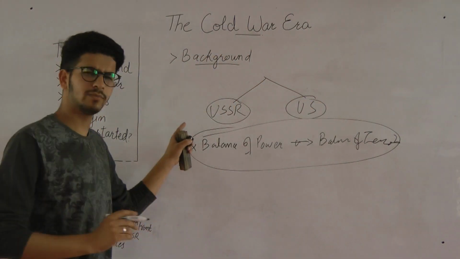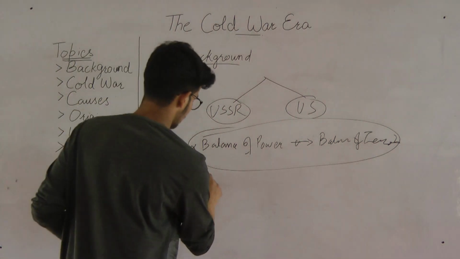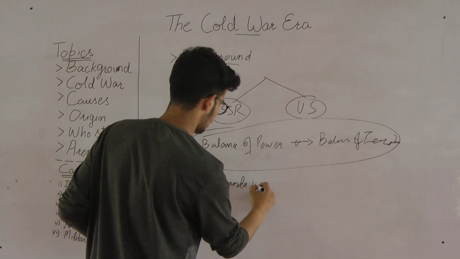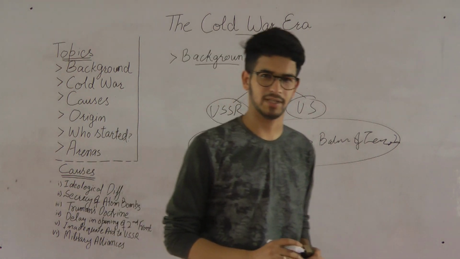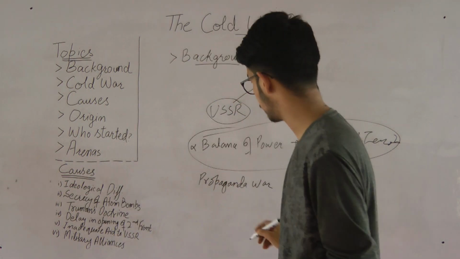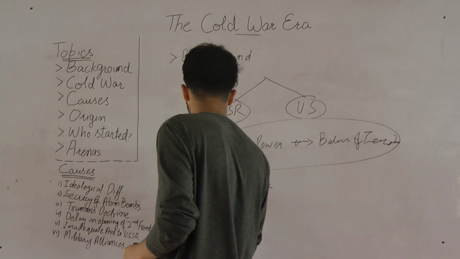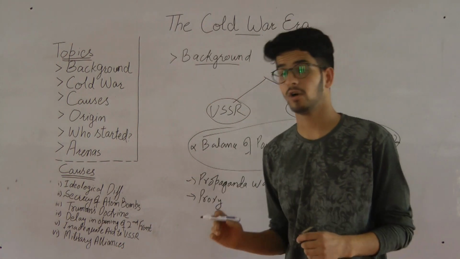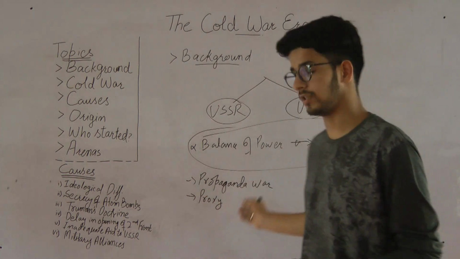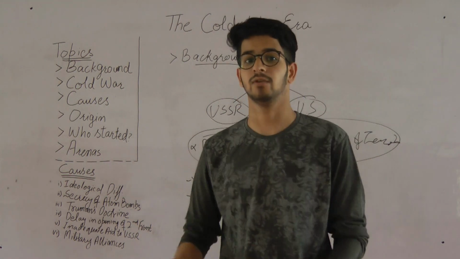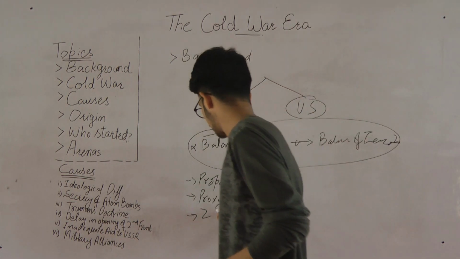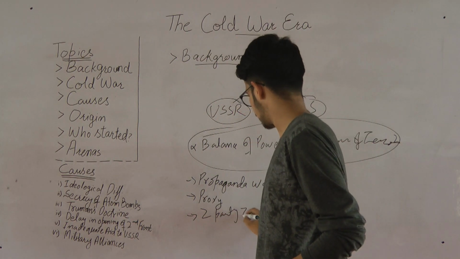The Cold War was known by other names, like propaganda war, as it was fought by means of political propaganda. It was also known as proxy war, because many hot regional wars took place during the Cold War era, from 1945 to 1991. It was also known as a two-party zero-sum game.